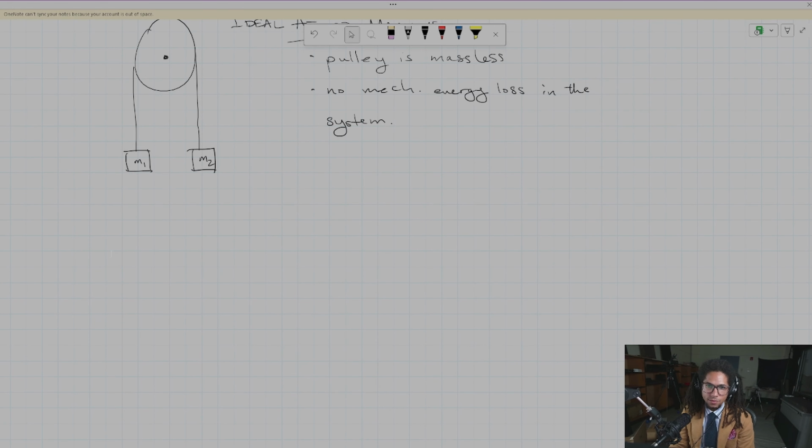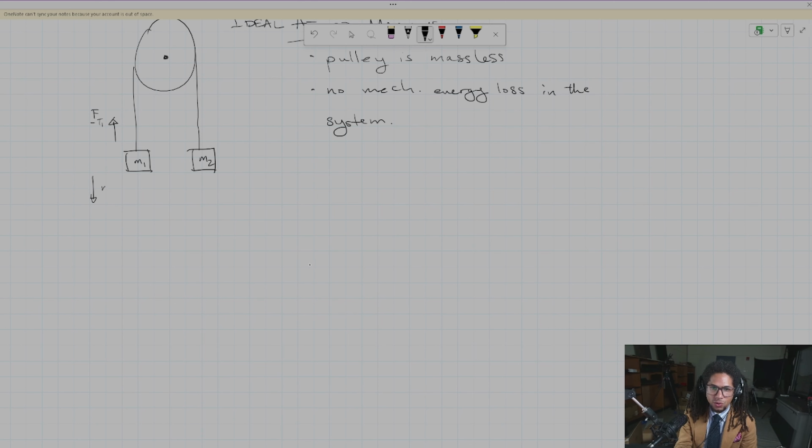Okay. Now we could solve this using forces. Let's do it really quickly. So we have the force of tension on the first one. We have the force down of gravity on the first one, m1g. We have the force of tension on the second one, and the force of gravity on the second one.